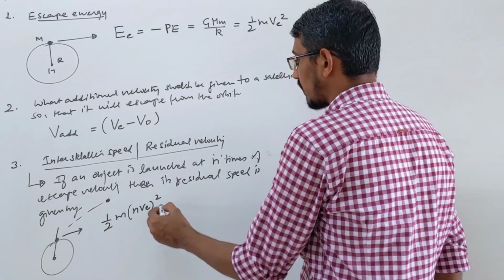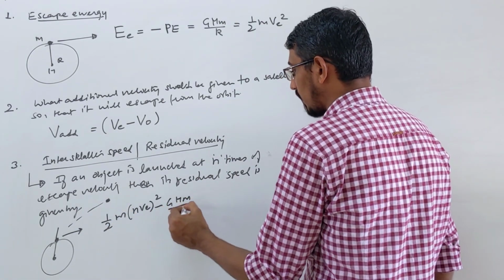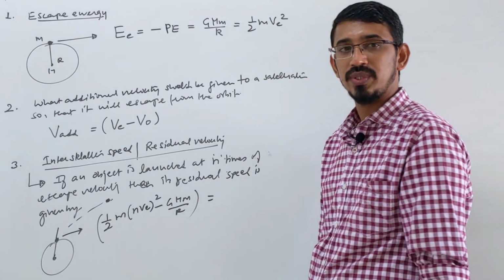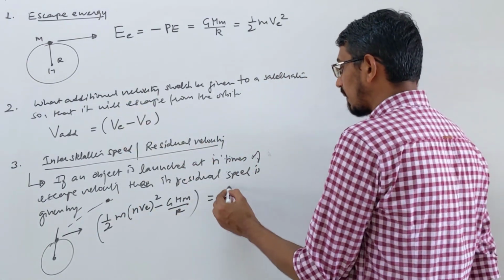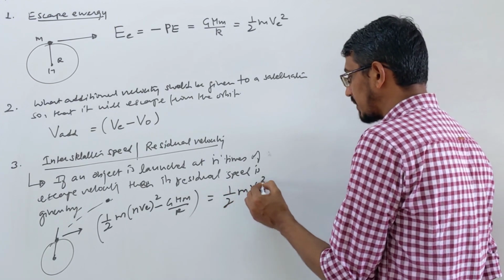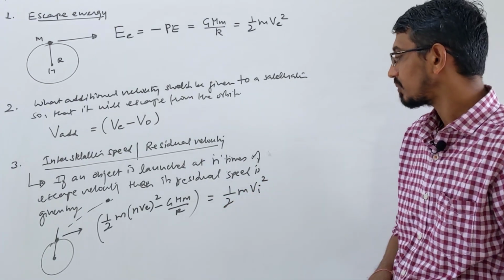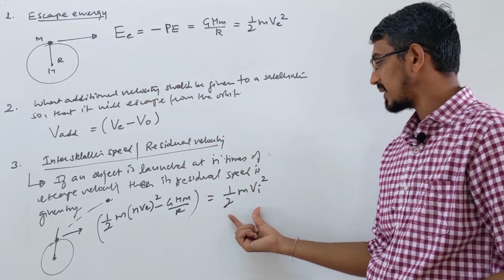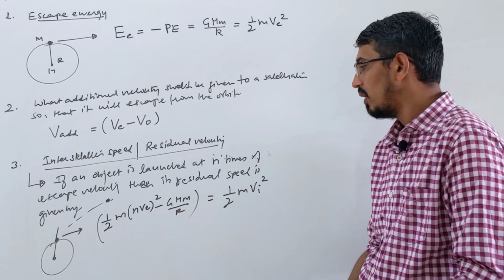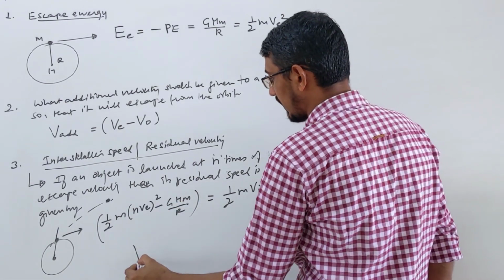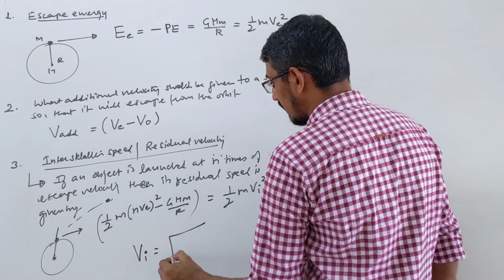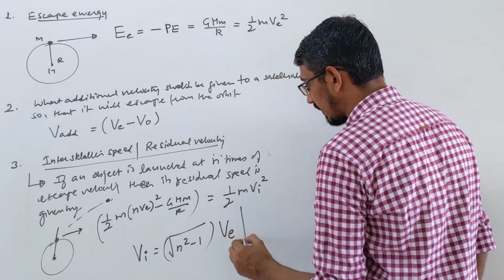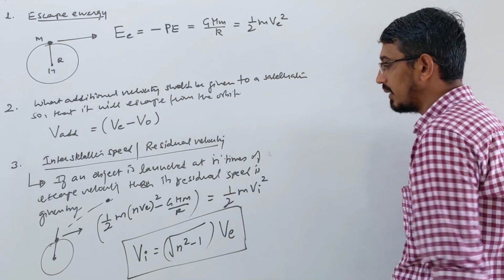What is the potential? Same as before, minus GMm upon R. This is the energy at that point. Then what is the energy at the far point? It is not 0, since the object is still moving. So that is half m v_i square, where v_i is the interstellar or residual speed. The potential is 0 very far away, but it is moving, so it has kinetic energy half m v_i square. When you solve this, you can simplify it yourself, and you get the square root of n square minus 1, into v escape.